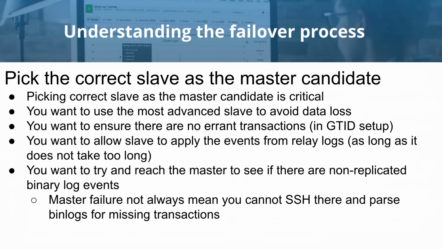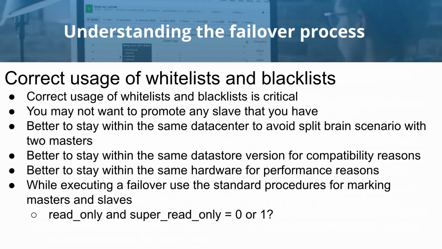Next is picking the correct slave as the master candidate, which is critical. You want to use the most advanced slave or standby node to avoid data loss. For MySQL, you want to ensure there are no errant transactions in a GTID setup. You want to allow the slave to apply the events from the slave logs as long as it does not take too long. You want to try and reach the master to see if there are non-replicated binary events. Just for the last part here, master failure does not always mean you cannot SSH there and parse binlogs for missing transactions.